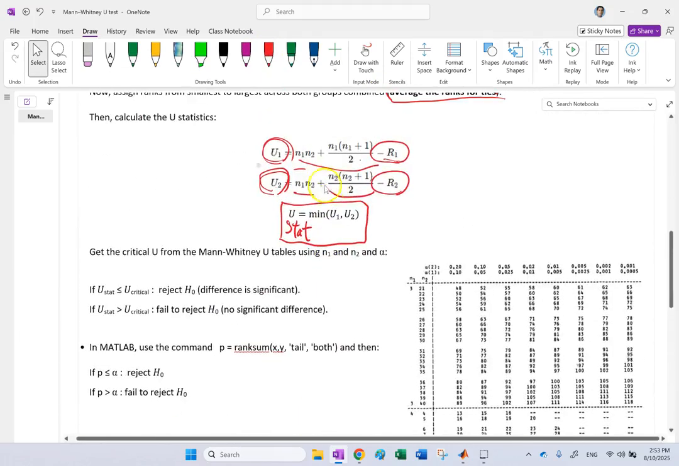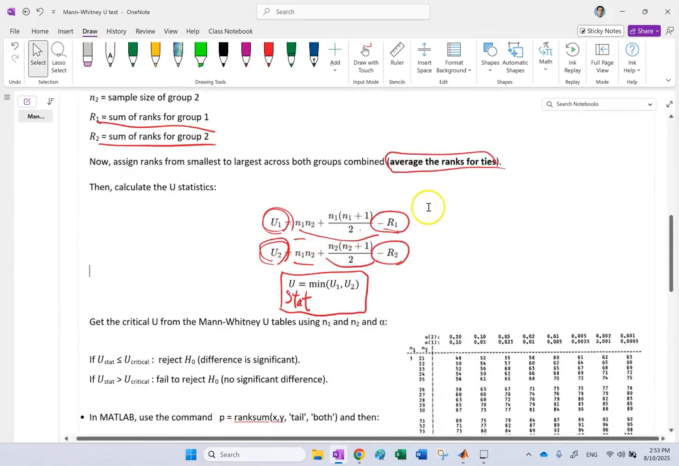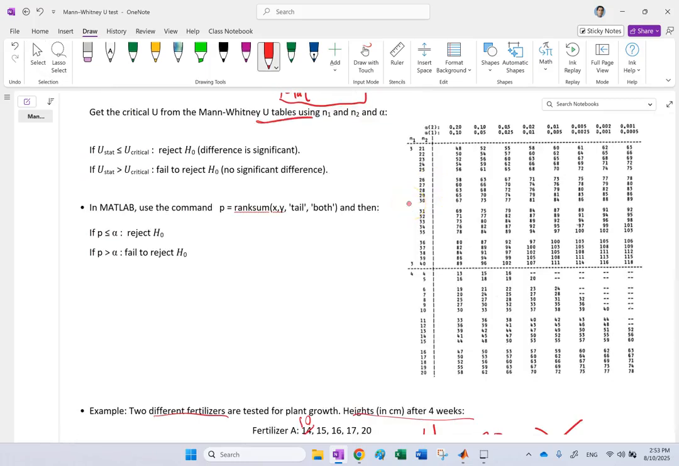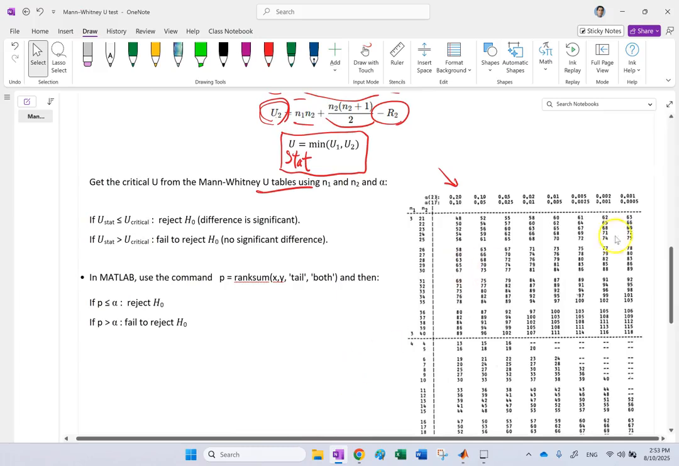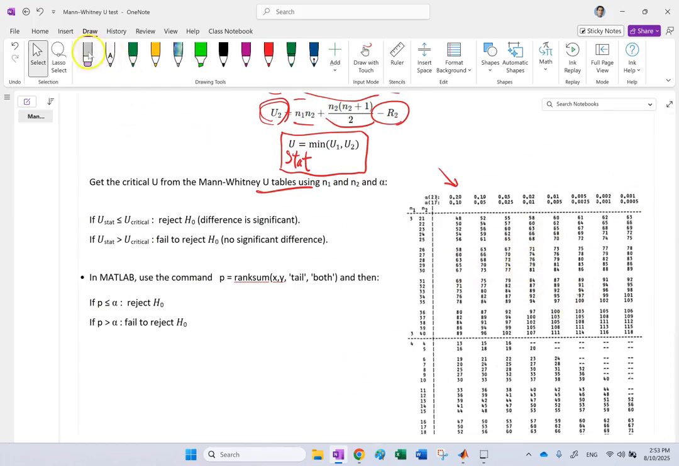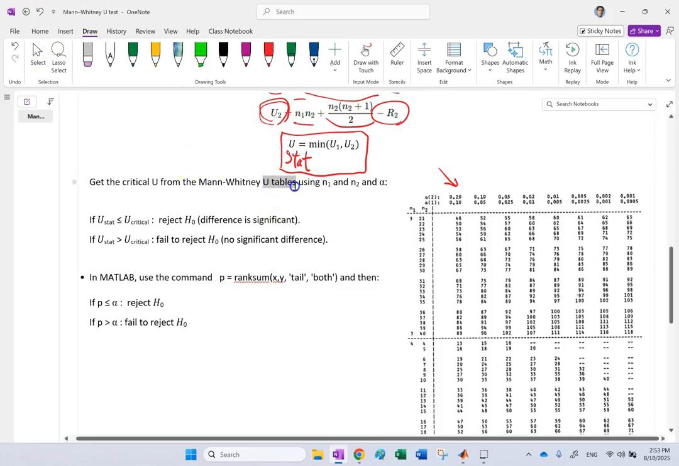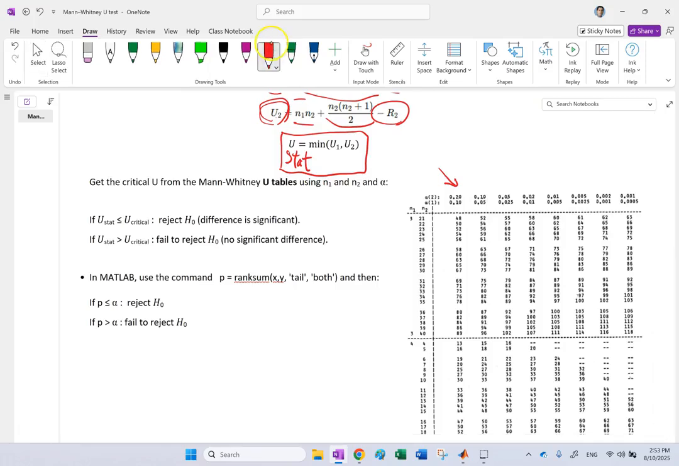Now I need to find a U critical and compare it against it. So here we have what we call U tables. This is an example of a U table. Now U tables are typically large. The one that you see here is just a snapshot of a U table. U tables are really, really large. Why is that? Because when you want to read a U table, there are 3 numbers that you need. You need a significance level alpha, as well as the 2 sample sizes, N1 and N2, or NA and NB. They are the same thing.